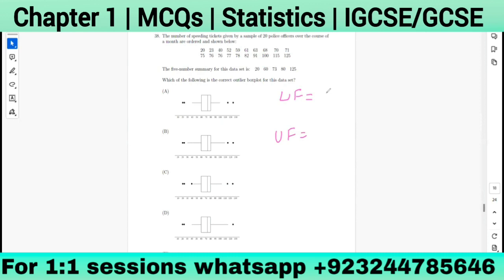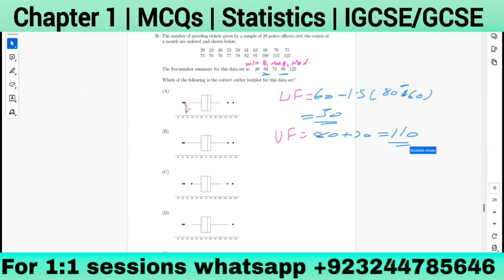The 5-number summary is given, so you can just calculate it easily. It's minimum, Q1, median, Q3, maximum. LF is 30 and UF should be after 110. So it should be after 30 and after 110. So A is the correct option.